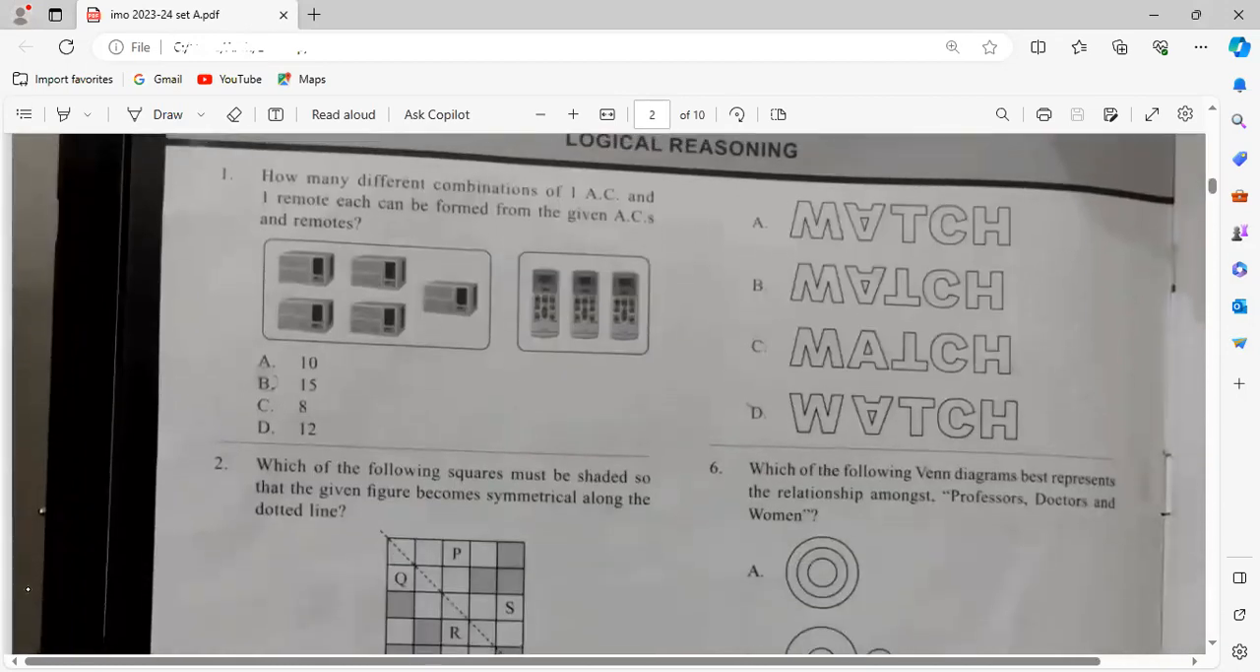Let's go to question number 1. How many different combinations of one AC and one remote each can be formed from the given ACs and remotes? So if you see, you have 5, and this is 3. So the combination will be 5 times 3, which is 15. So my answer is 15. Let's move on to the next question.